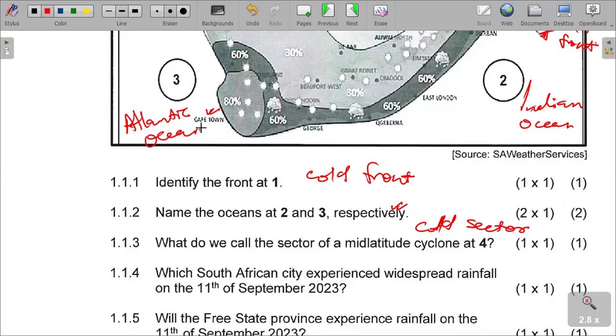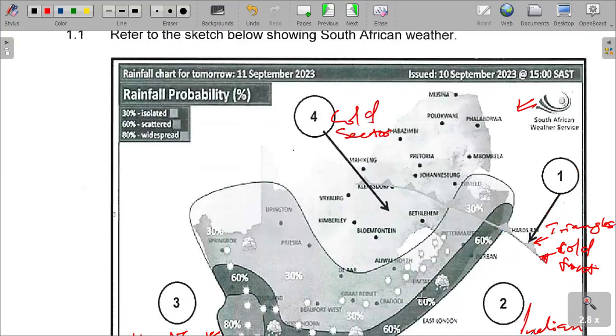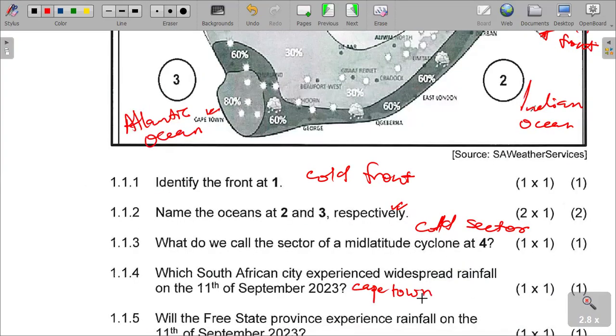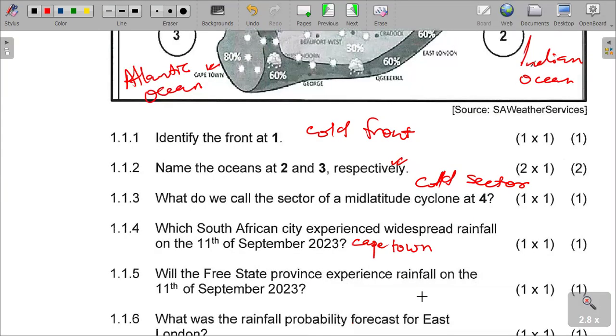Cape Town on the 11th of September, we have got what? Cape Town did have a lot of rainfall on the 11th of September. As you can see there, the 80% rainfall is given.